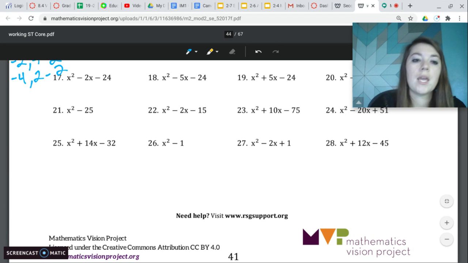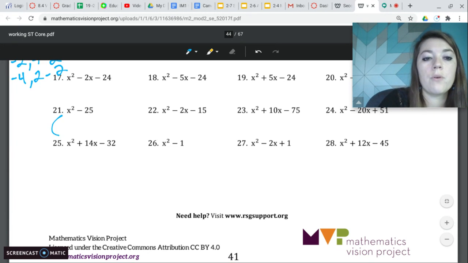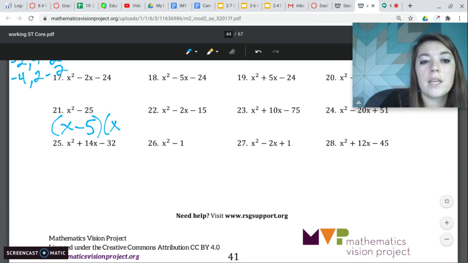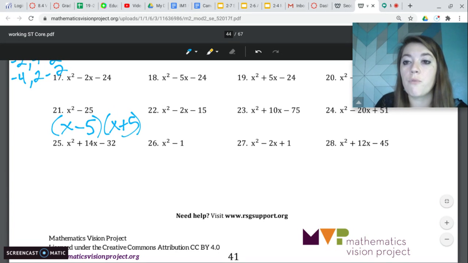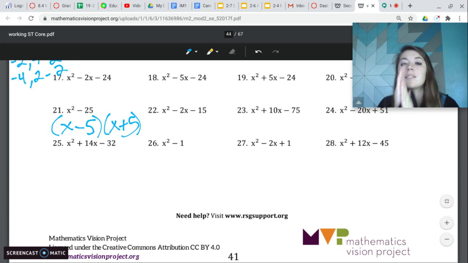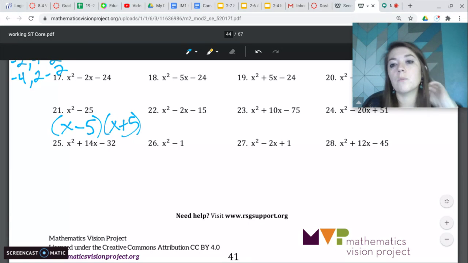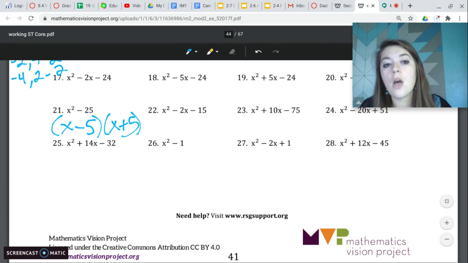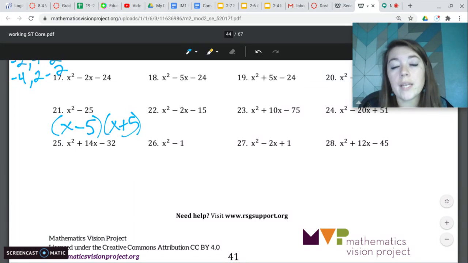So the way we factor these, and this will always be the case, we take the square root of both values. So the square root of x squared is just x, minus the square root of 25, which is 5. Then we do it again, but with a positive value. One of them will be negative, one of them will be positive, because that's going to cancel out your middle term. Because our middle term, if we did FOIL on this, would give us negative 5x plus 5x. They're going to cancel each other out.